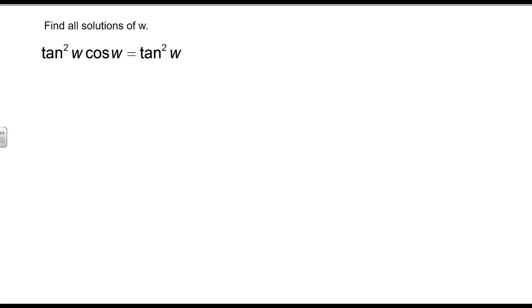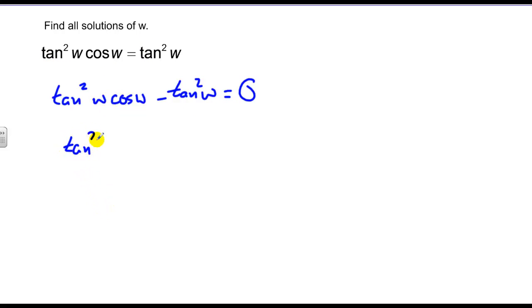We have another set of quadratics. I will take and set aside equal to 0. So tan squared w times cosine w minus tan squared w is equal to 0. Definitely don't divide by tan squared to both sides. You'll lose a root. Factor out tan squared. Get cosine w minus 1.